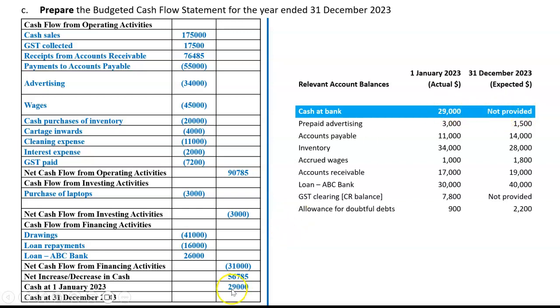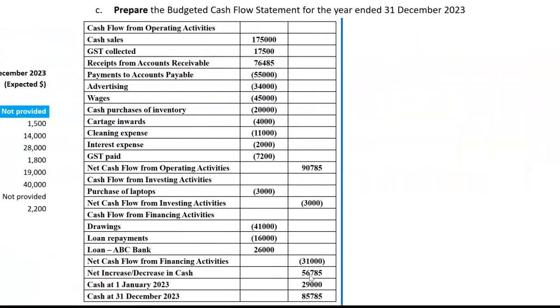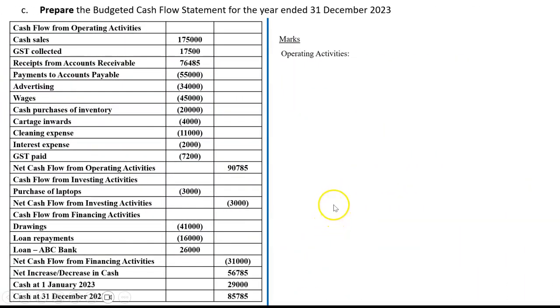So the 29,000 will go there. And that must mean if I've got 29,000 at the start and I'm expecting it to go up by 56,785, the balance at the end will be 85,785. And now we're done. In terms of marks, I awarded the marks like this.